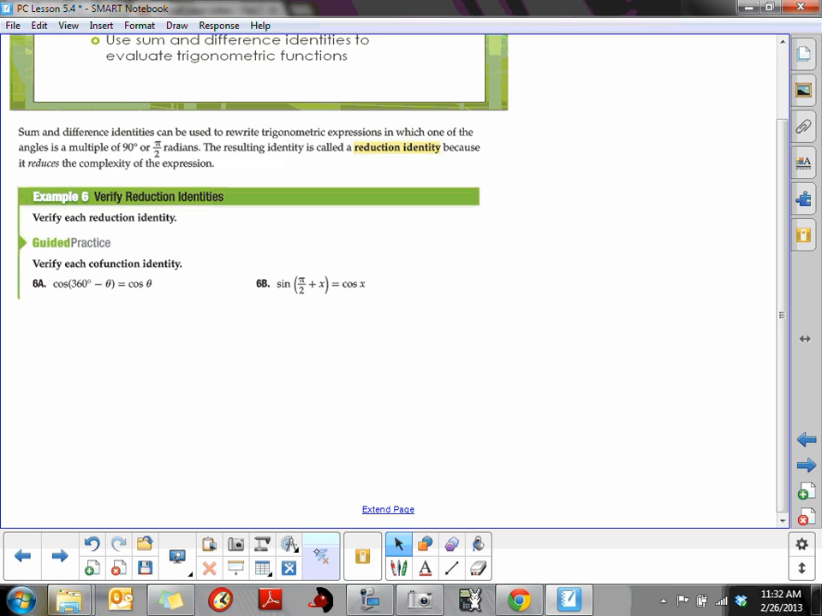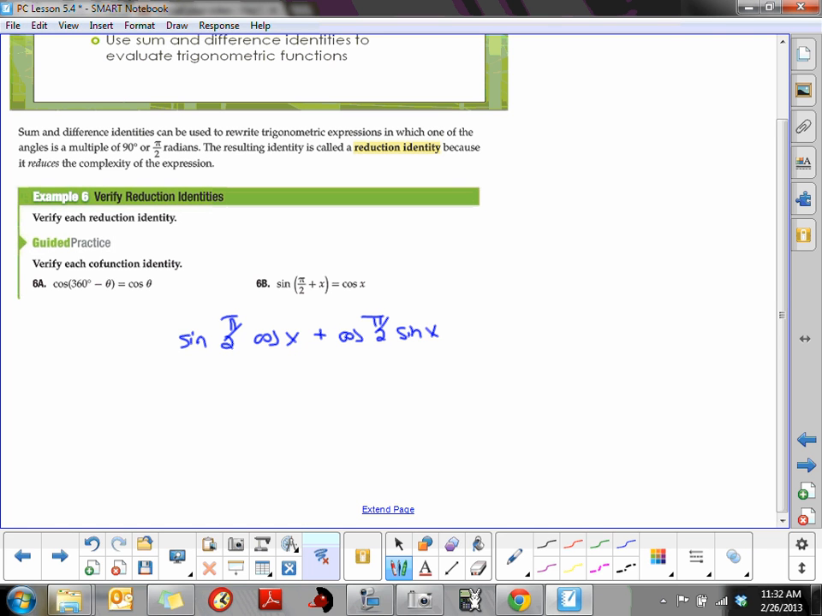Okay, second example. This time it's the sine of a sum. So we take the sine of the first angle, which is pi halves, times the cosine of the second angle, which is x. We put plus cosine of the first angle, which is pi halves, times the sine of the second angle, which is x. We want to prove that it's equal to just the cosine of x.